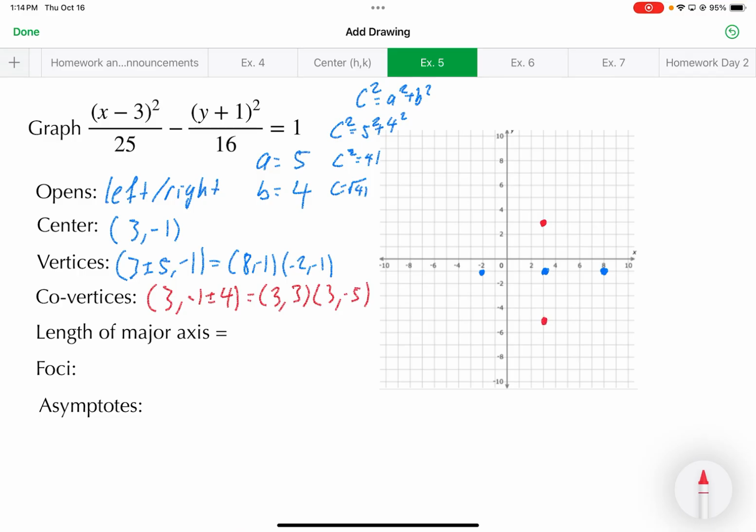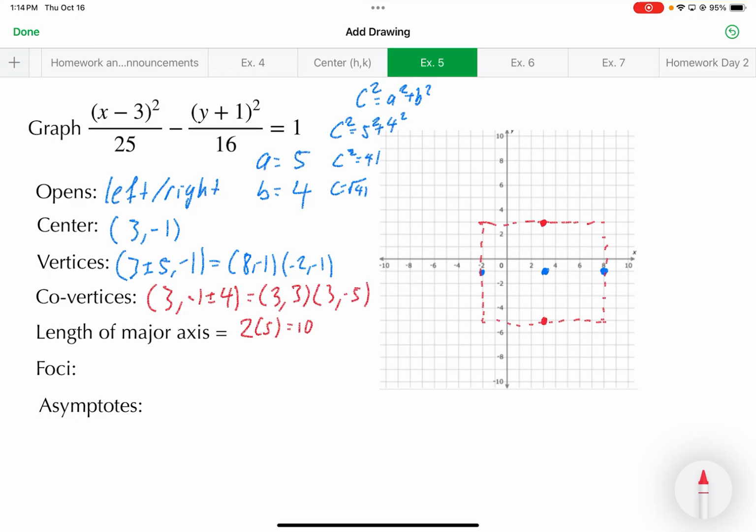Okay, super. Now what I can do is draw my rectangle in there. I'm going to do that. Okay, so it looks something like this. And then the length of my major axis would be 2 times a, right? 2 times 5 gives me 10.